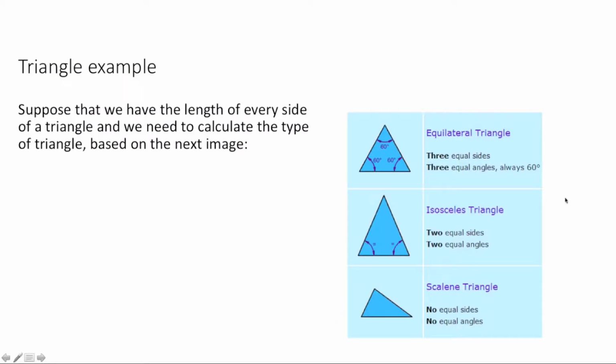Here you have another example, the triangle example. We have the type of triangle depending on the length of the sides of the triangle. If we have 3 equal sides, we have the equilateral triangle. If we have 2 equal sides, we have the isosceles. And if we have no equal sides, then we're talking about the scalene triangle. So we have to get the length of every side, and depending on that we have to decide the type of triangle we're talking about in the function.